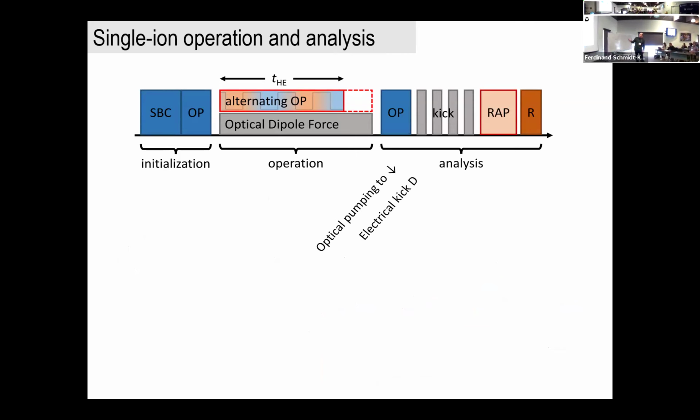First, we do optical pumping. That means we get the spin back to spin down. And then we do an electric kick. Okay, that's just for analysis. Think of the phase space. The phase space is X and P.